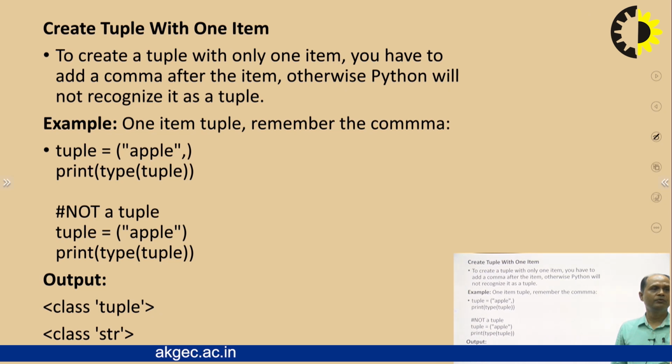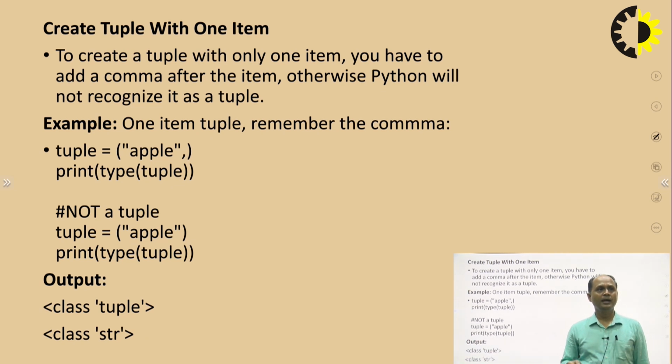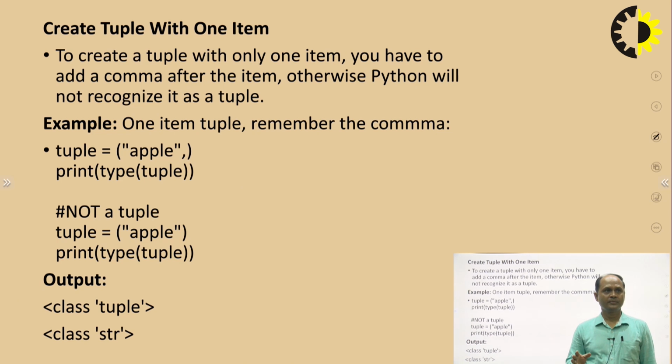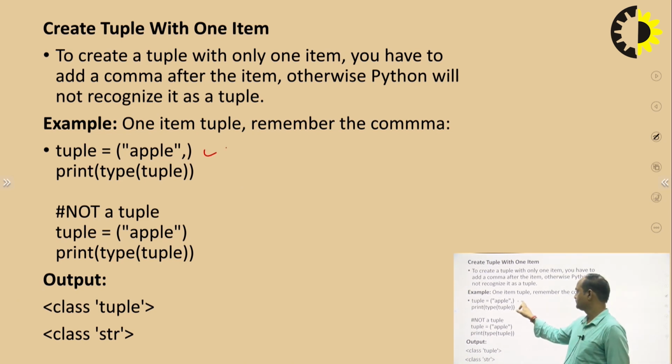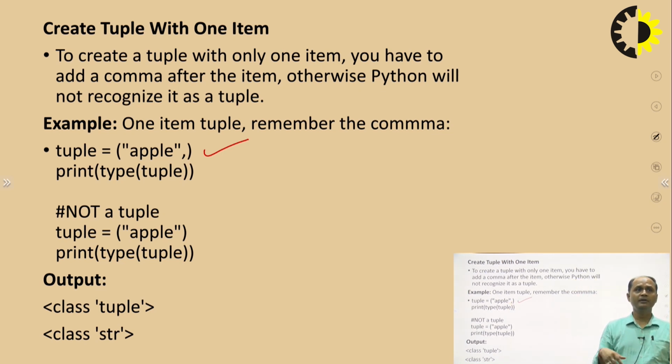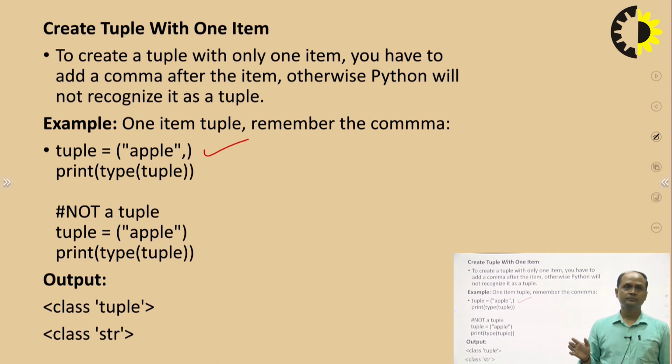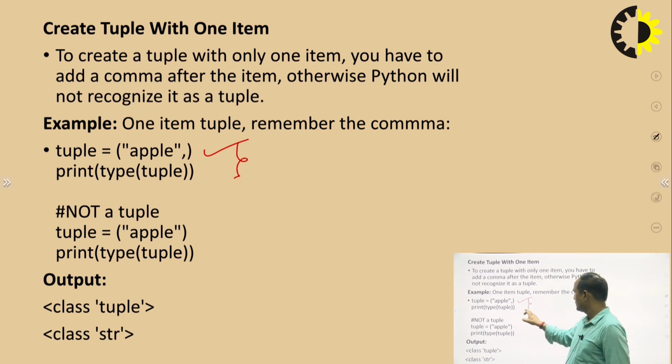How can we create a tuple with one item? To create a tuple with only one item, you have to add a comma after the item, otherwise Python will not recognize it as a tuple. For example, tuple equals round brackets, double quotes, apple, and also give the comma. If I do not give the comma, it will not be recognized as a tuple; Python will recognize it as a string.